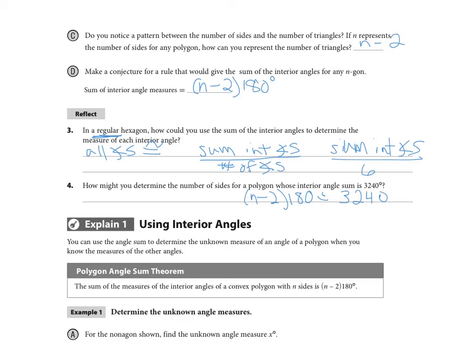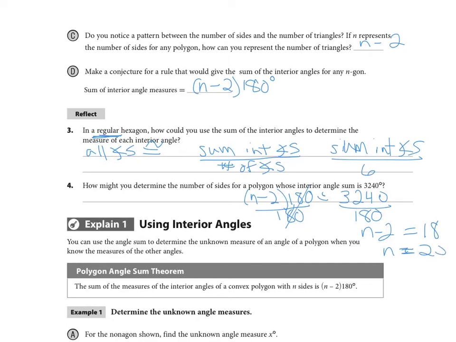What I would recommend to you guys is that you go through and divide by the 180 because it'll make your equation much more manageable as far as the numbers that you're dealing with. So 3,240 divided by 180 on my calculator gives me a right-hand side of this equation of 18. And then I still have the n minus 2 over here. Simply solving for n by adding 2 to both sides, we get n is 20.